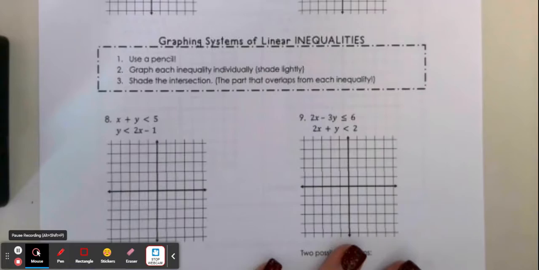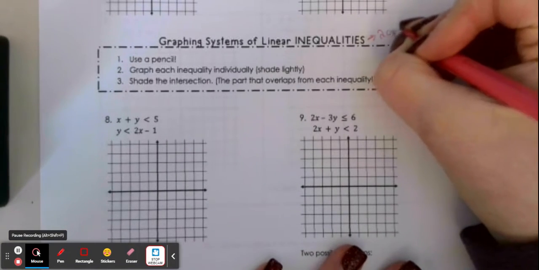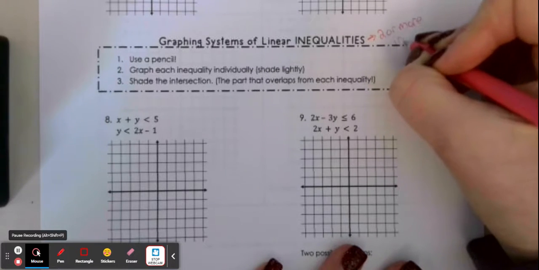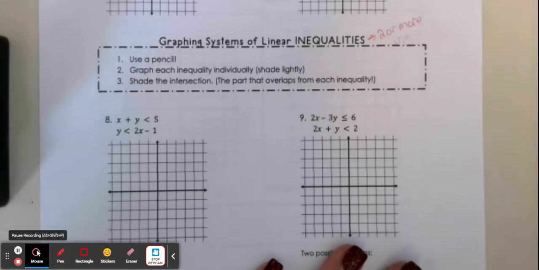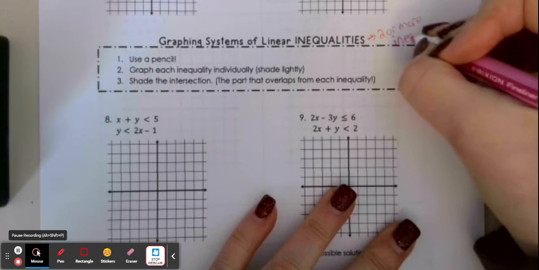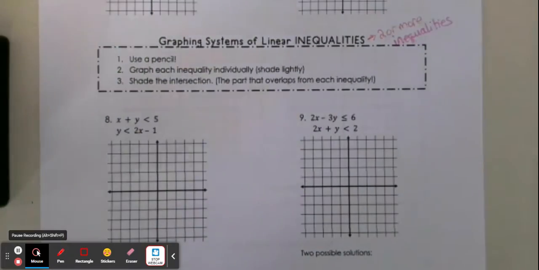Well, just like a system of linear equations, you're going to have two or more, not equations this time, inequalities. I was writing the word inequalities. So, like a system of equations, you've got two or more of something. In this case, I've got two or more inequalities.